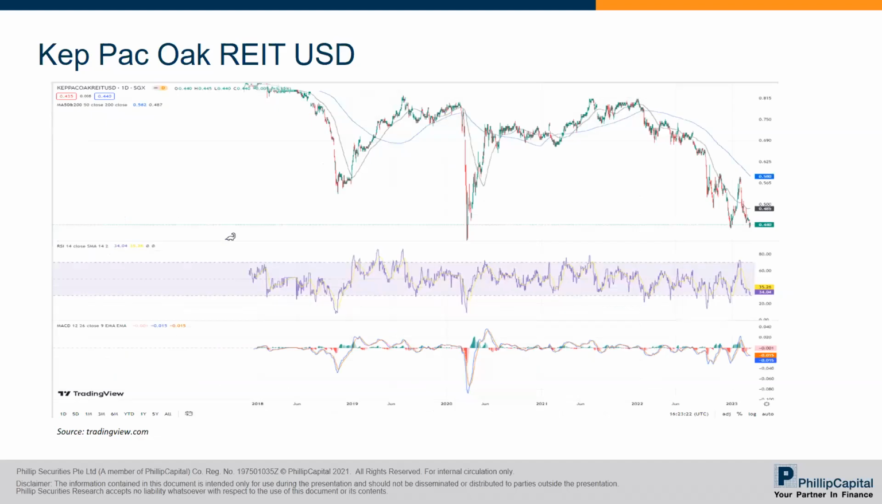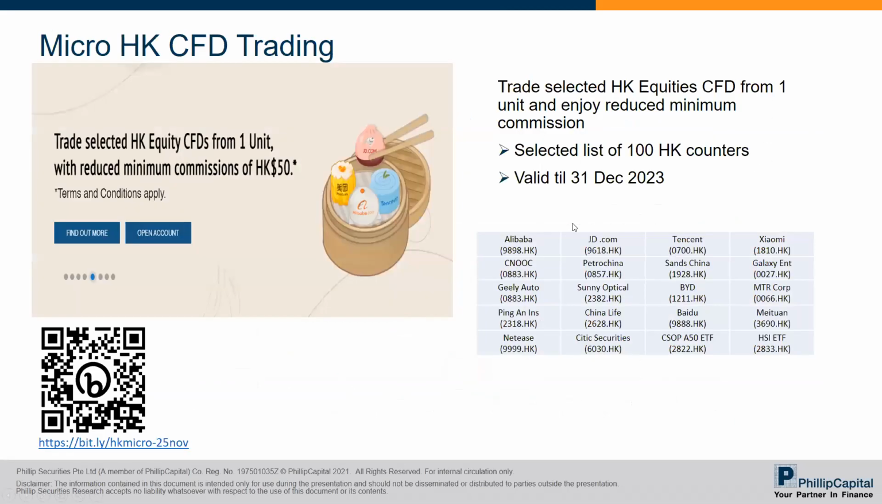And this is the chart showing the Keppel Pacific Oak REIT counter. It is currently trading also at support level of 44 cents. So that's the last slide for the market outlook.